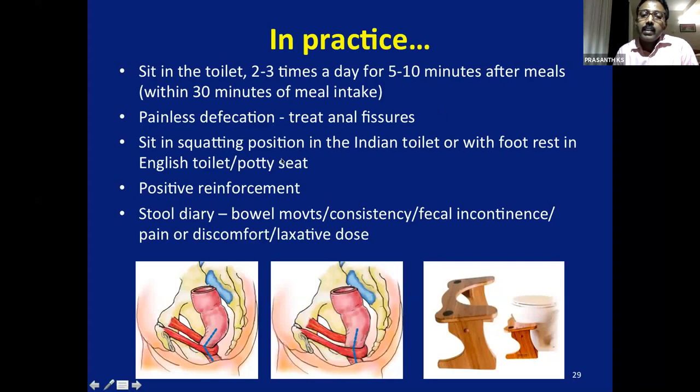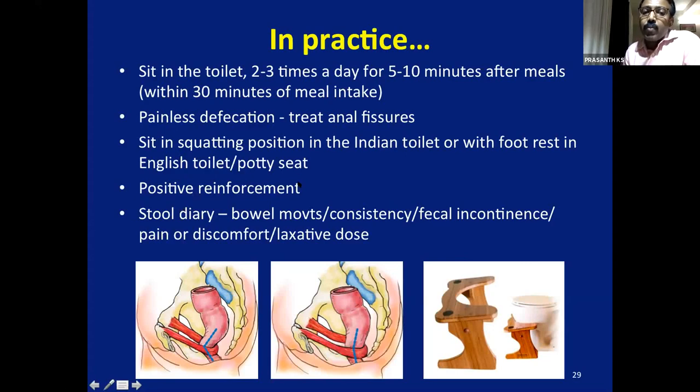Then regarding the position that has to be adopted in the toilet, sitting in a squatting position is ideal to maintain the normal angle to facilitate the defecatory process, which I alluded to earlier: the puborectalis muscle, the internal anal sphincter, external anal sphincter, all those things. In a normal state, the rectum and sigmoid colon will be in an acute angle, and this acute angle has to be obliterated during defecation to make it straight. That is attained by adopting a squatting position. And if you are using a European toilet, you can compensate for the positional disadvantage by providing a footrest, as shown in the picture.